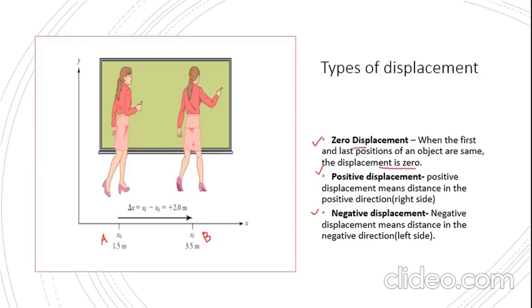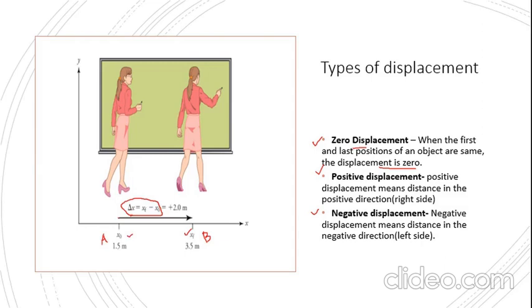And positive displacement. So I've given a diagram here. The professor is taking a class. She's going to move from position A to position B. Here I have given the formula for displacement, that is del x, change in position, generally written as del x. Del x equals xf minus xo, where xf is the final position and xo is the initial position. So she is going to move from xo to xf.